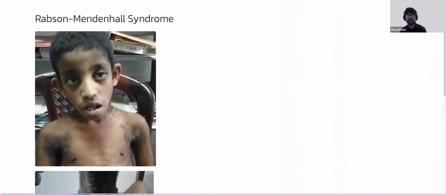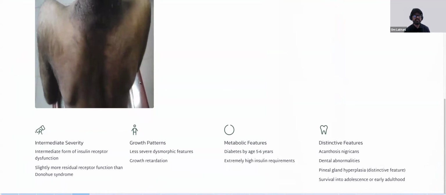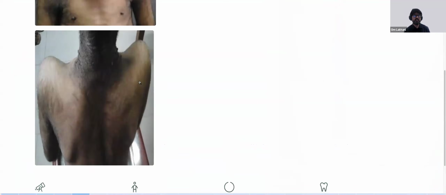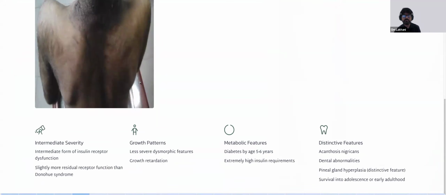Then you have a slightly milder form, which is called Rabson-Mendenhall syndrome. You can see the child over here, right? And this child actually survives for some period of time. Generally, they can survive up till puberty, up to adolescence. And in adolescence, naturally the insulin resistance increases, and then that becomes their demise, right? So this is an intermediate form of insulin resistance defect.